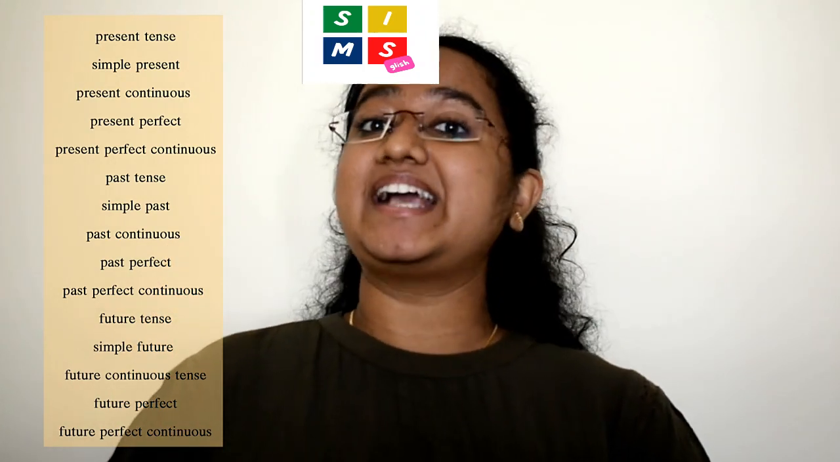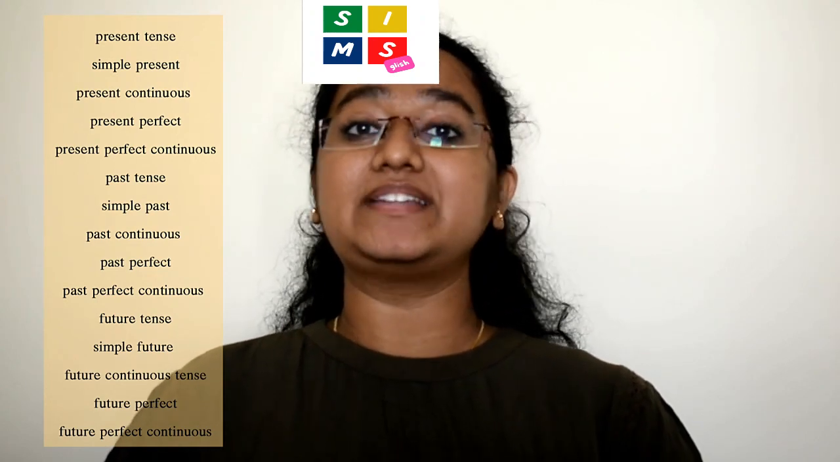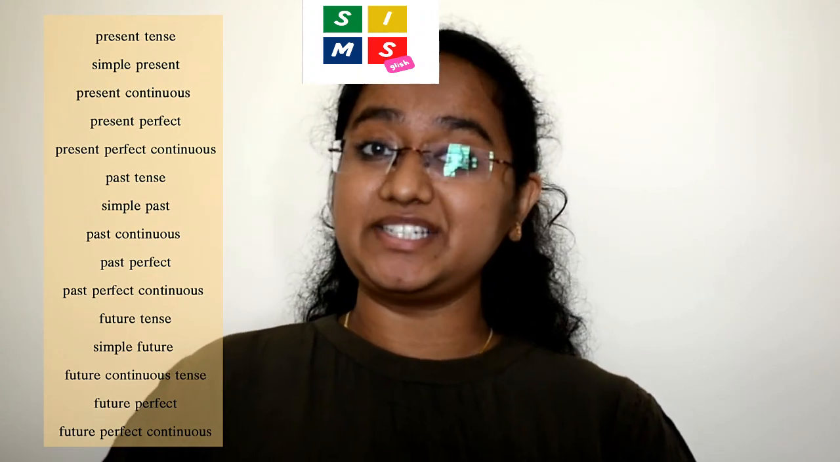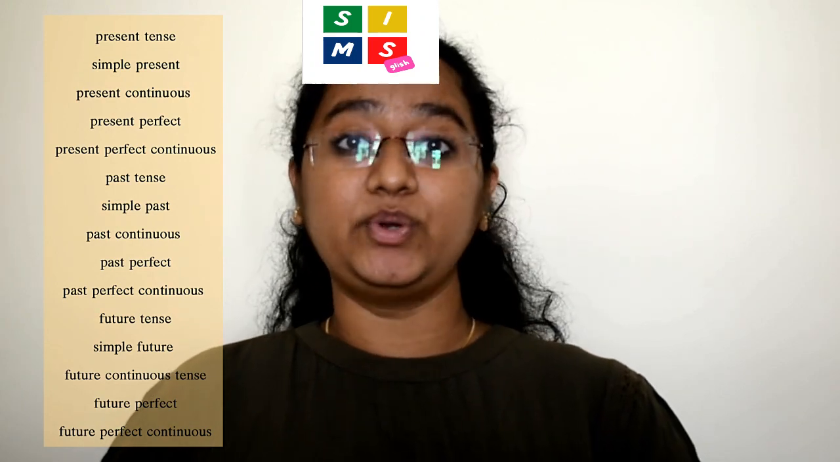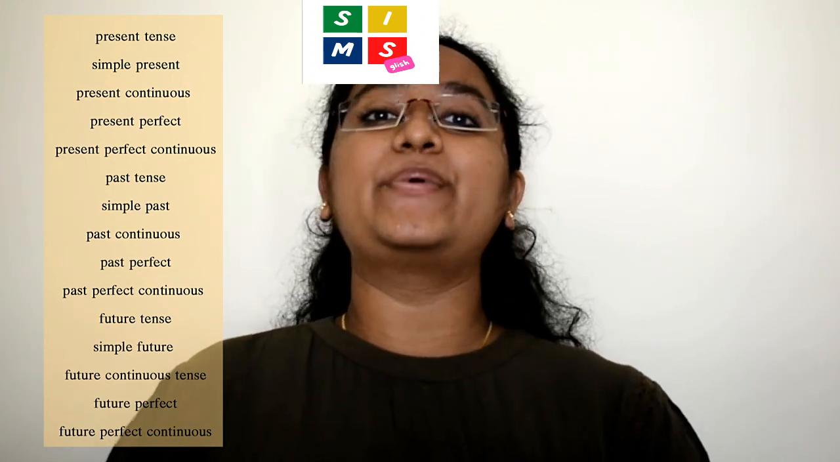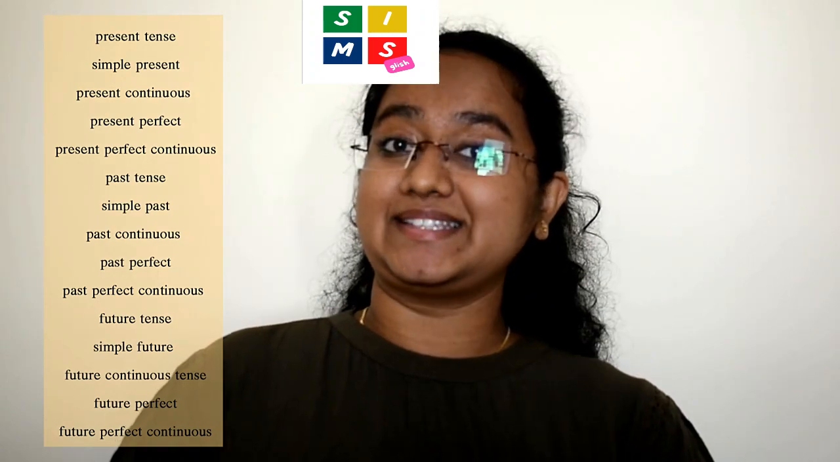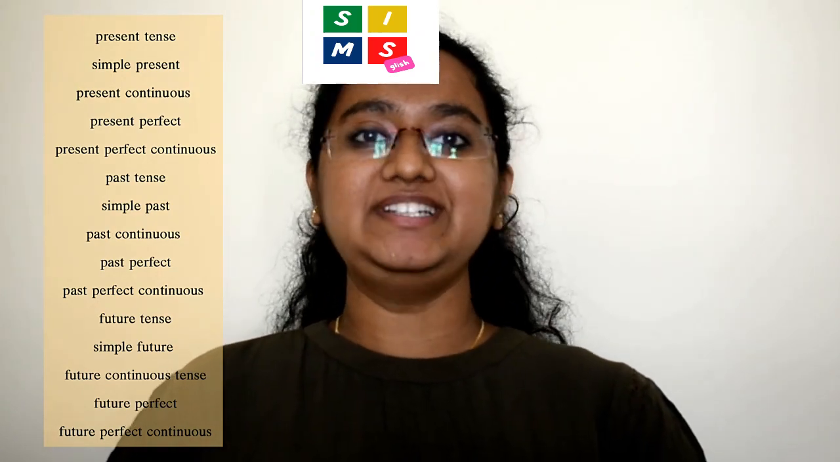And present tense consists of simple present tense. Number 2, present continuous tense. Number 3, present perfect tense. Number 4, present perfect continuous tense. And past tense also consists of 4 different types.